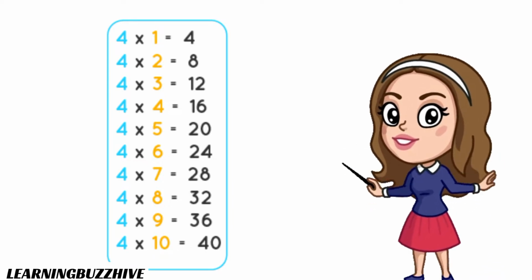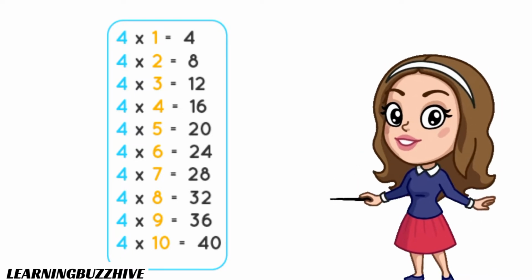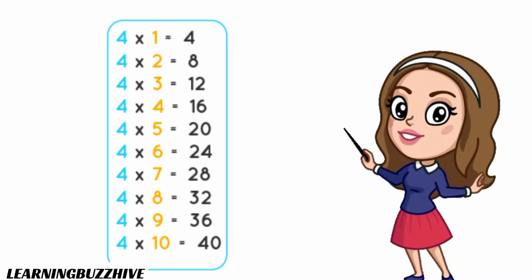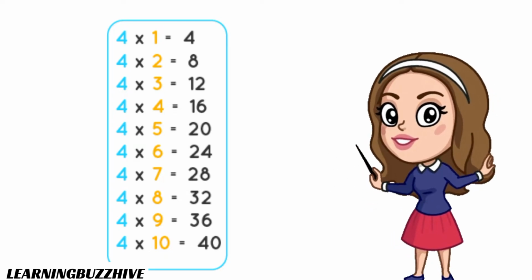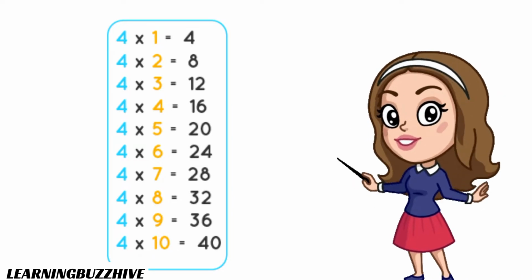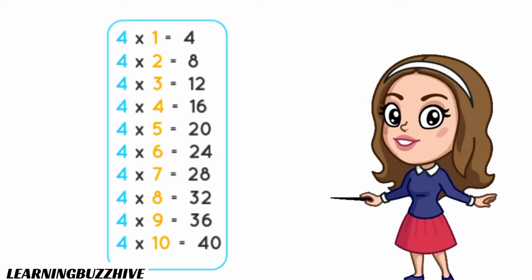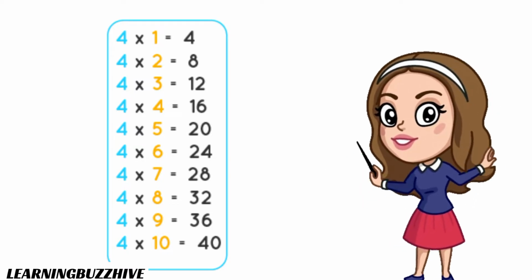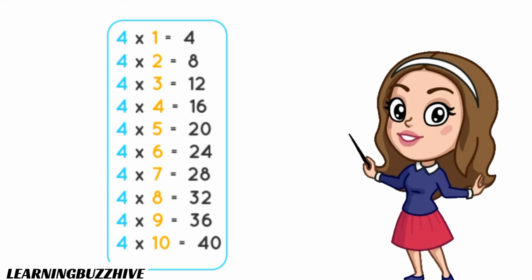4 7s are 28. 4 8s are 32. 4 9s are 36. 4 10s are 40. Now, 5th table.